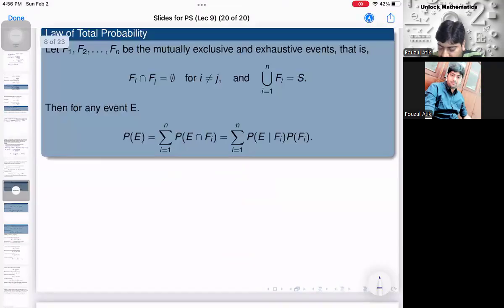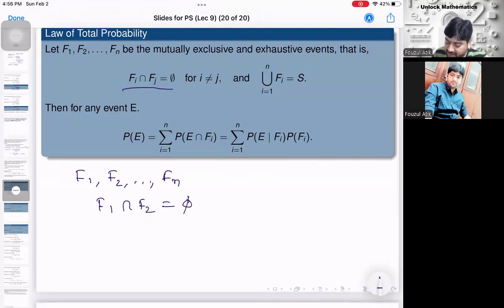Okay. Now the law of total probability. What is that? Let F1, F2, Fn be mutually exclusive and exhaustive events. Mutually exclusive means none of them have any common outcomes, so all are disjoint. So Fi intersection Fj is equal to the empty set. F1 intersection F2 is empty, F1 intersection F3 is empty, F2 intersection Fn is empty, all are empty.